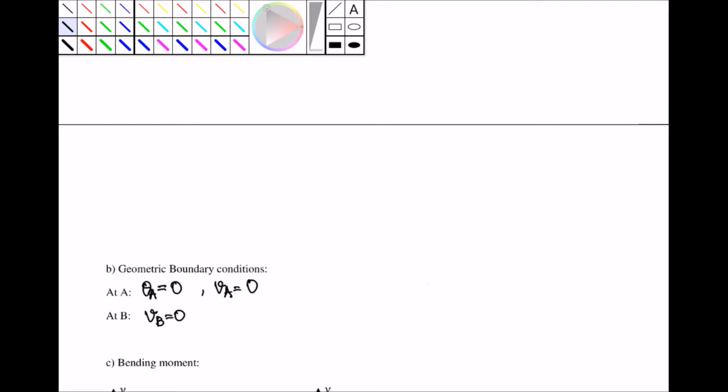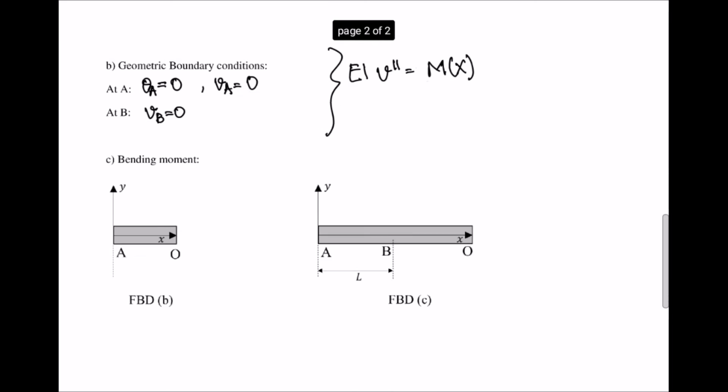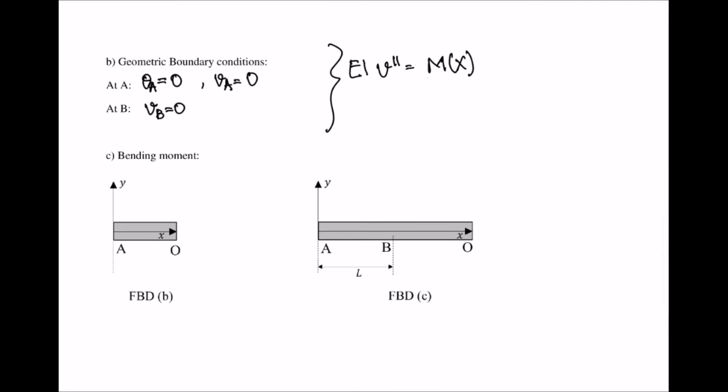The next part of the problem asks for the deflection function v of x and also the reactions at the supports. We know that v double prime times EI equals the bending moment. If we look at the beam in general, we realize that there are going to be two intervals. The first is before the roller joint, AB, and the second is after the roller joint, as seen in free body diagram C. We would therefore need to evaluate the bending moment expression in both these intervals.